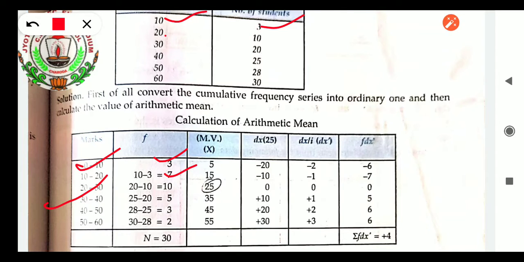Then less than 30, 20 minus 10, that is 10. Less than 40 frequency, if you want to find, 25 minus 20, you get 5. Less than 50, if you take 28 minus 25, that is 3. And less than 60, if you take 30 minus 28, that is 2. So this way, student, we are taking the frequency, and then we solve the question the same way, with the same method. Nothing is difficult, only the frequency was the problem here, and we have solved it.